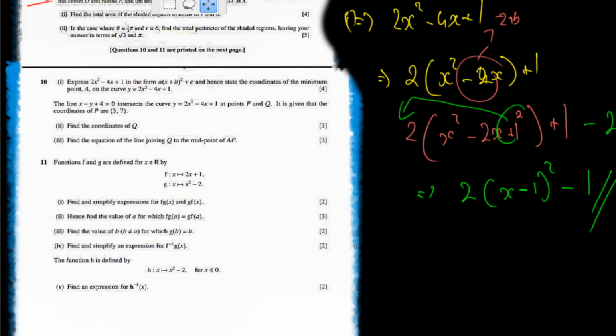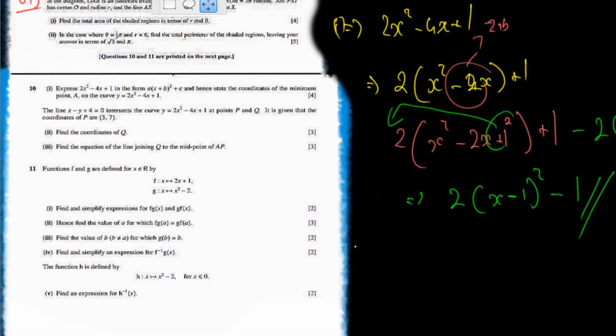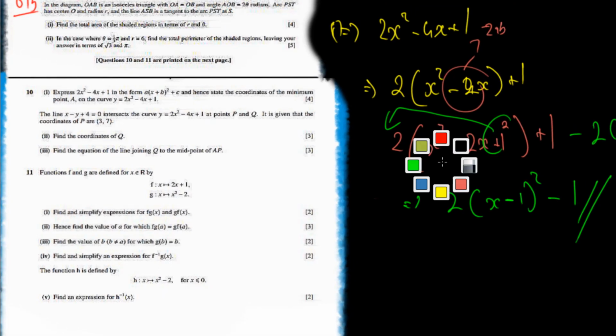Part 2: the line x minus y plus 4 equals 0 and the curve intersect at points P and Q. It's given that the coordinates of P are known. Find the coordinates of Q. Now this question is going to require a lot of algebra. It's going to be super lengthy. Let me just write that over here: 2 times x minus 1 whole square minus 1.